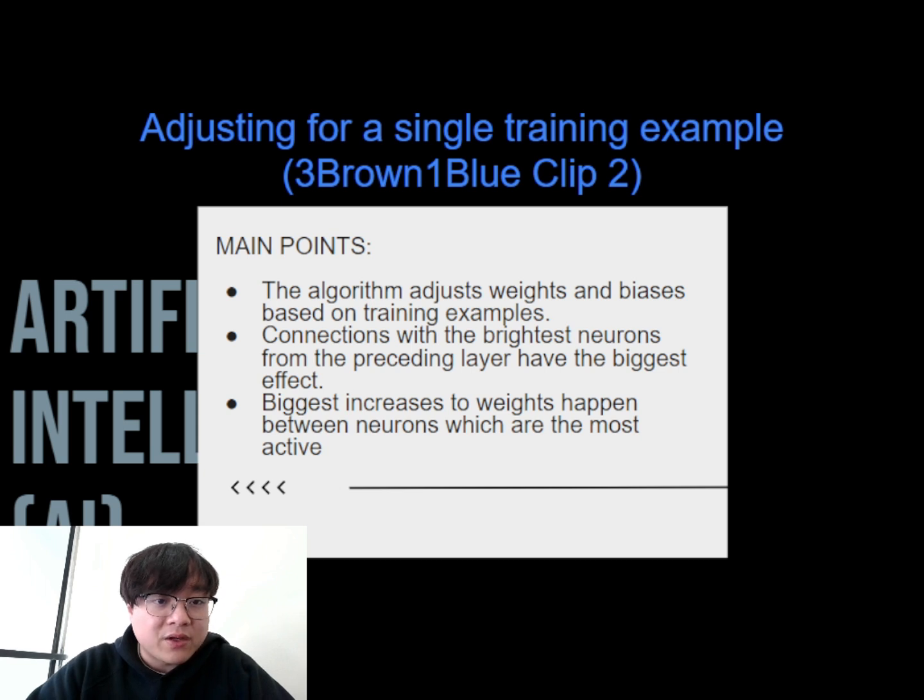Additionally, the algorithm strengthens connections between neurons that exhibit high activity together. The biggest increase to weights happen between neurons which are the most active. This concept aligns with the principle that neurons that fire together wire together. Neurons that activate together for a specific input become strongly connected. Through these adjustments, neural networks refine their ability to accurately map inputs to outputs, gradually improving their overall performance and accuracy.